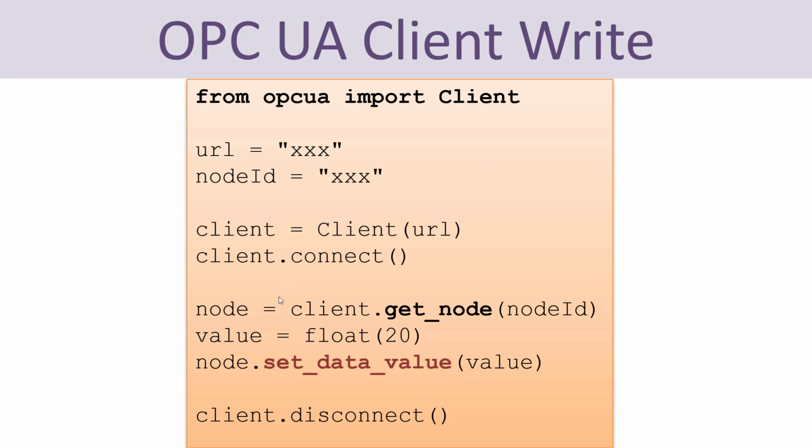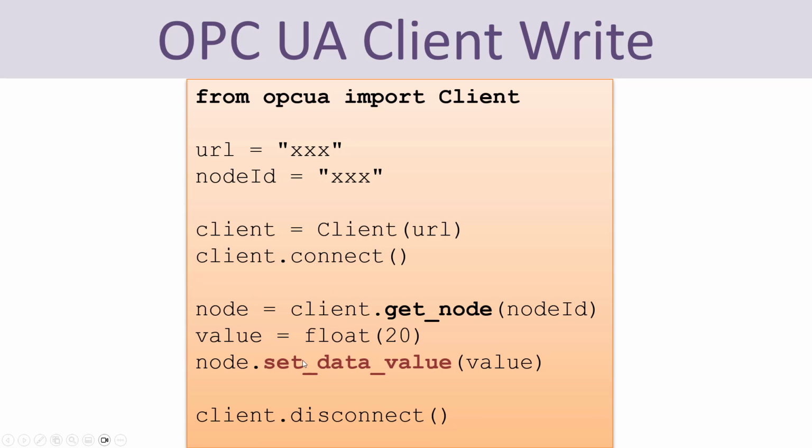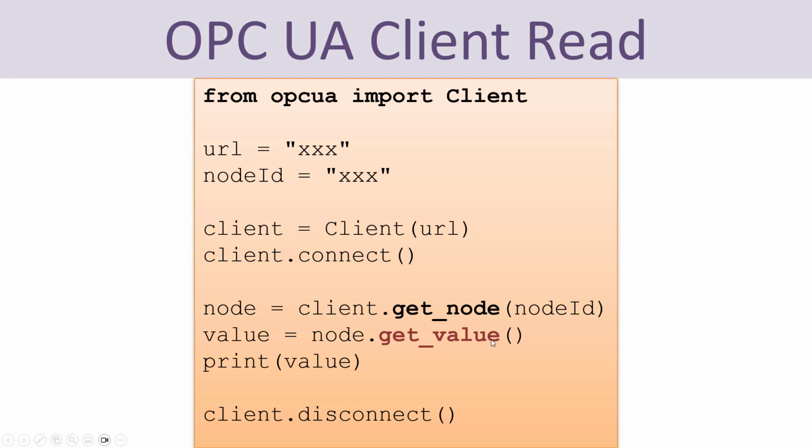When we are going to read data from the OPC UA server, it's almost identical. We need to import this OPC UA package. We need to specify the URL and the node ID. We need to connect to the server. We need to create this object. And then instead of this set_data_value, for writing data, we are using get_value in order to read the specified node ID from the OPC UA server, and then we can just print it on the screen using the print command like this, and then finally we can disconnect from the server.